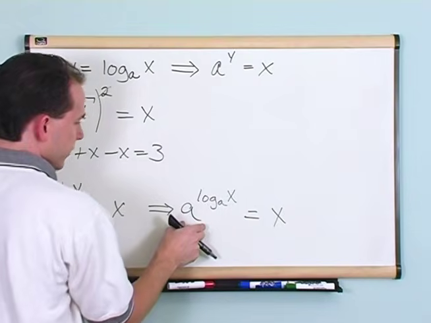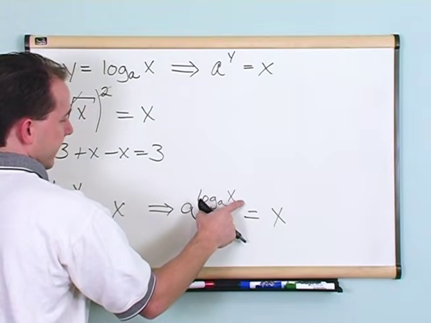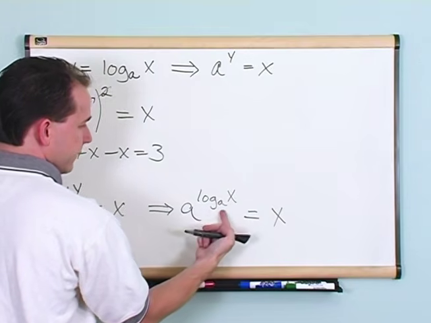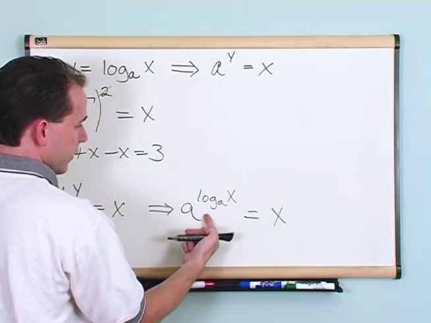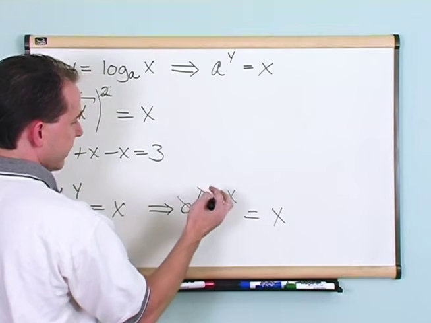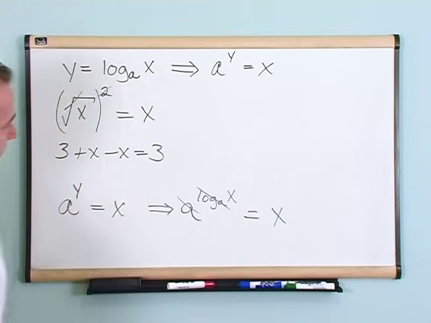If you have some number and you raise it to the logarithm of x to the same base that you raised it to, well then it's like the logarithm kind of just cancels with the a because they're opposites, and all you're left with is x.